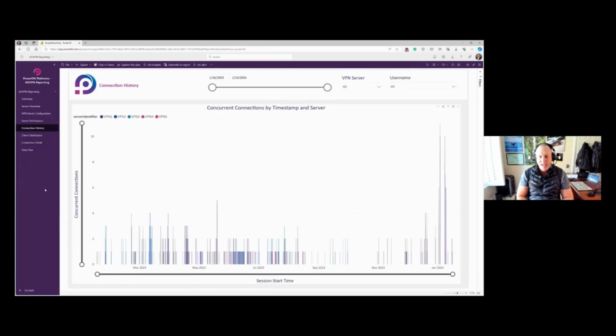So in terms of connection history, this is a good one as well. Again, really helpful for capacity planning and forecasting. This gives us an idea of how many concurrent connections we see by server. Now, unfortunately, this is a test lab.